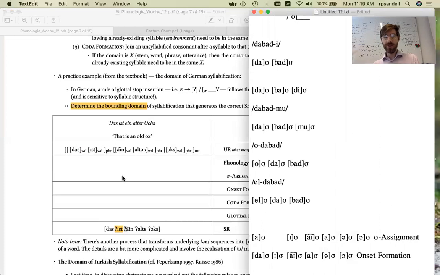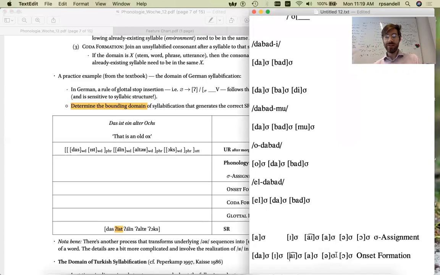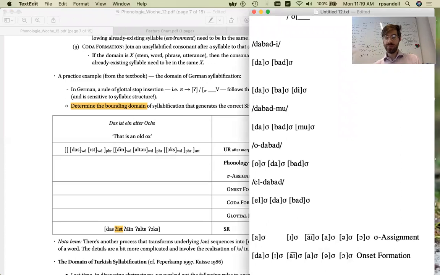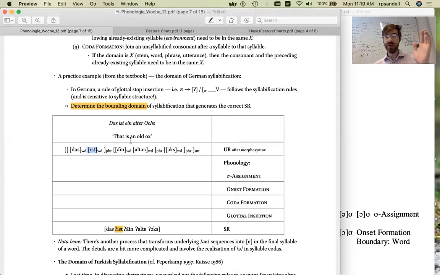So we seem to see that all of these morphosyntactic words, ist, ein, alter, and Ochs, all remain without any consonants in their onset, even though there are consonants at the end of the preceding morphosyntactic words. This indicates to us that onset formation is word bounded. It cannot look outside the morphosyntactic word and take a consonant from a preceding morphosyntactic word to add it to the onset.